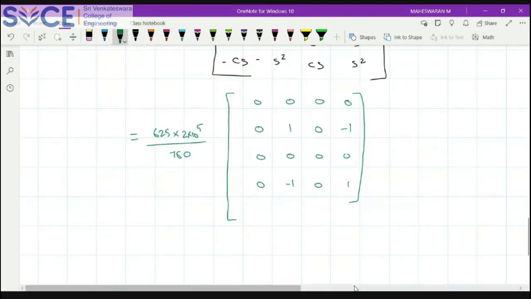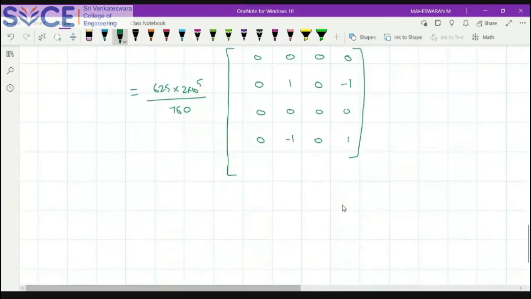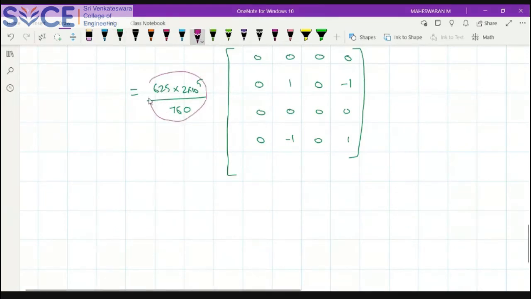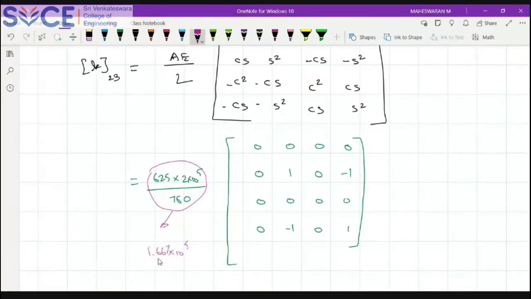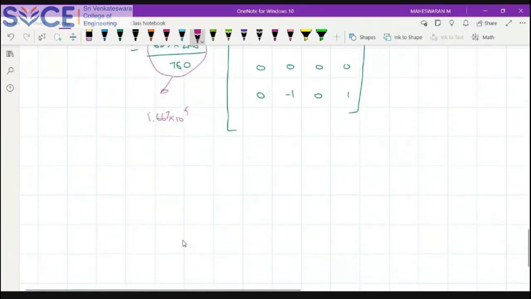Okay, so I got this value. The next step is to multiply this. Let us identify the value here. Just multiply and tell me in terms of into 10 power 5. Okay, 1.667. In that case, you take that 1.667 alone inside. You'll get 0, 0, 0, 0, 0, 1.67, 0, minus 1.67, 0, 0, 0, 0, 0, minus 1.67, 0, 1.67. So this is my matrix.